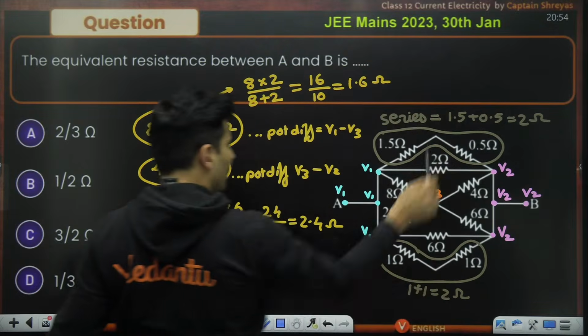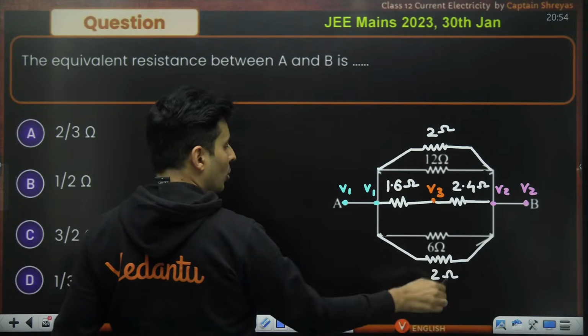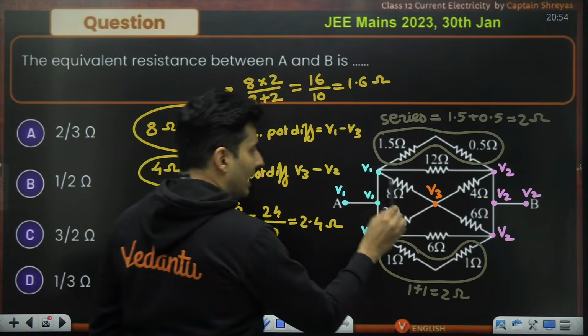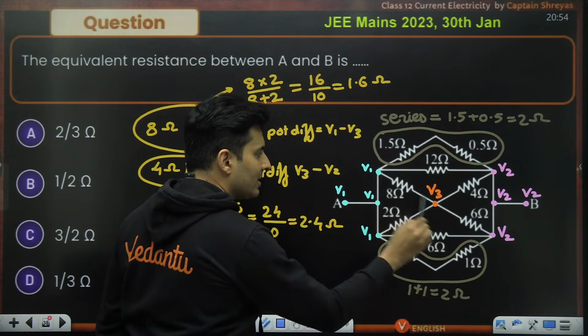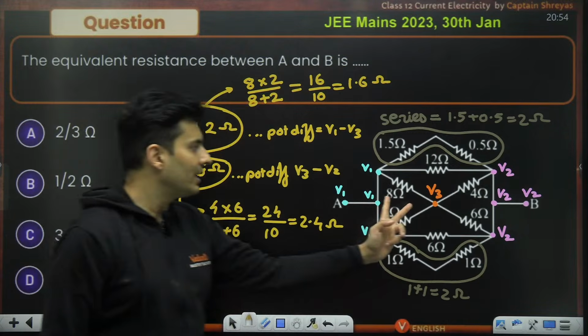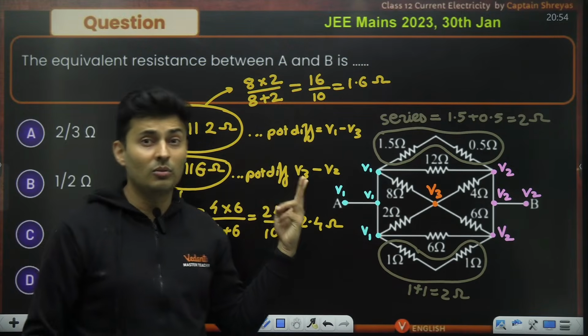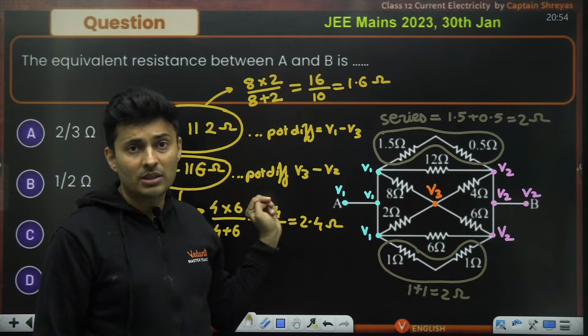These two ends are 2 ohms and 2 ohms. See this, 2 ohms and 2 ohms. Can you see 8 and 2 are between the same voltage differences, V1 and V3? So they are in parallel. And for parallel, what's the formula? R1 R2 by R1 plus R2.